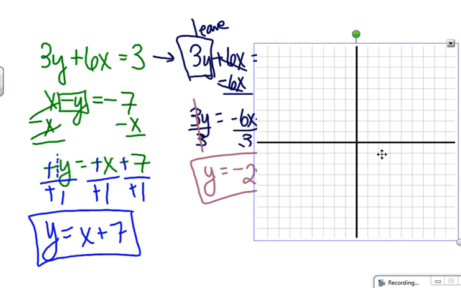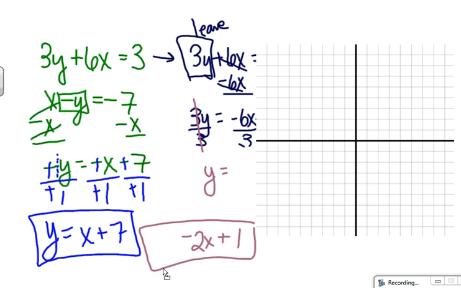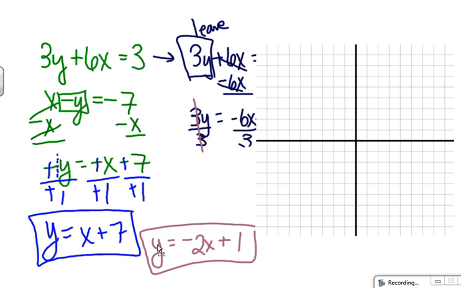Now that I've got my 2 equations into y equals form, I'm going to grab a graph. I'll go ahead and graph the blue one in blue. So y equals x plus 7. 7 is my y-intercept: 1, 2, 3, 4, 5, 6, 7. Since my slope is 1x, that means I'm going to go up 1 and over 1.